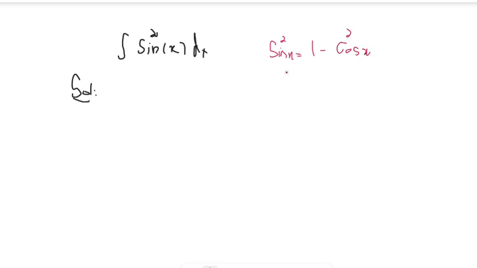Okay, there is another version of sine square x, which is sine square x equals 1 minus cos 2x, and in the denominator we have 2. So these are two equivalent forms of sine square x.